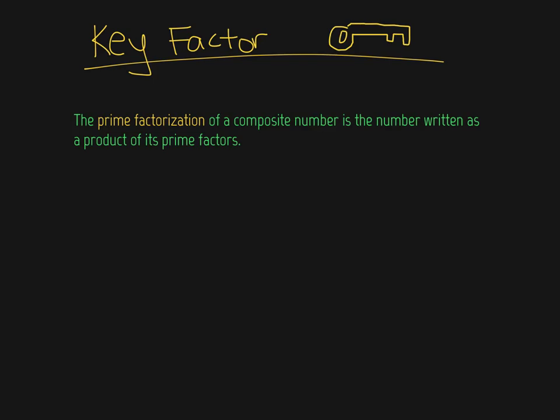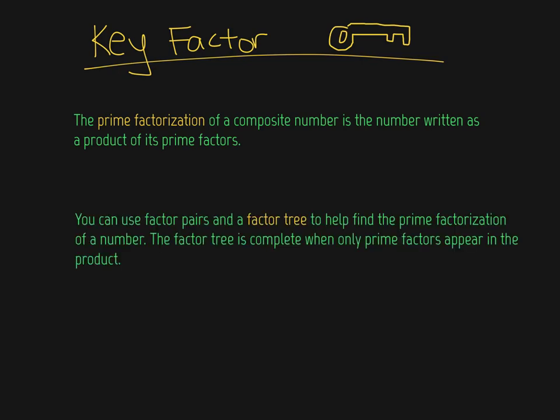Okay. So the prime factorization of a composite number is the number written as a product of its prime factors. Copy that down, please. So you can use factor pairs and a factor tree to help find the prime factorization of a number. The factor tree is complete when only prime factors appear in the product. So I'm going to show you an example of that, and we're going to finish up this video.